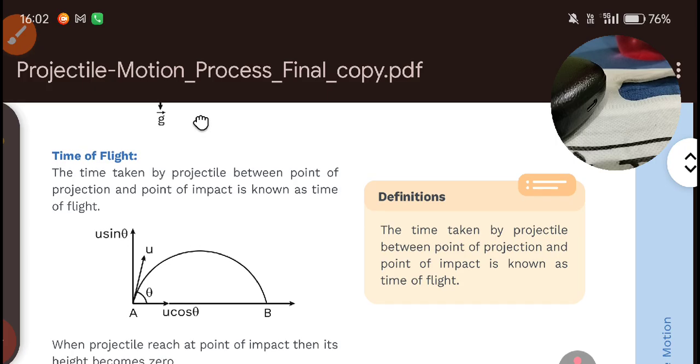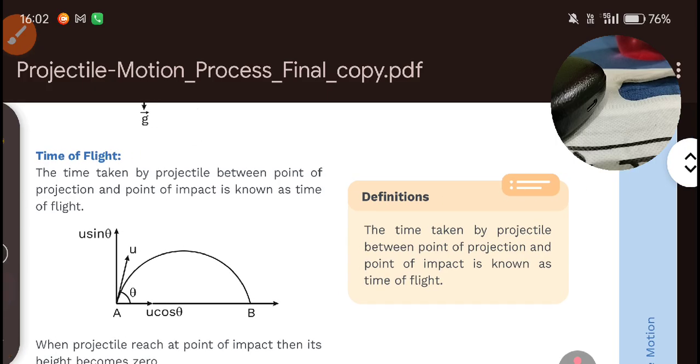Now the next point, which is the time of flight. It means the time that the object took to stay in the air. In this motion, how much time was taken by this object to cover this distance in the air? So the total time will be our time of flight.